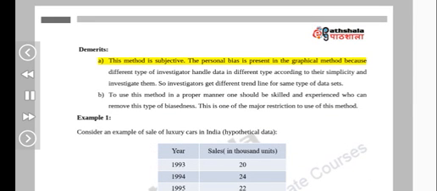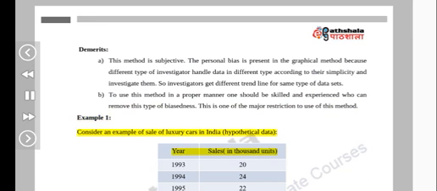Demerits. A. This method is subjective. The personal bias is present in the graphical method because different investigators handle data in different ways according to their simplicity and investigate them. So investigators get different trend lines for the same data sets. B. To use this method in a proper manner, one should be skilled and experienced to remove this type of biasedness. This is one of the major restrictions to the use of this method.